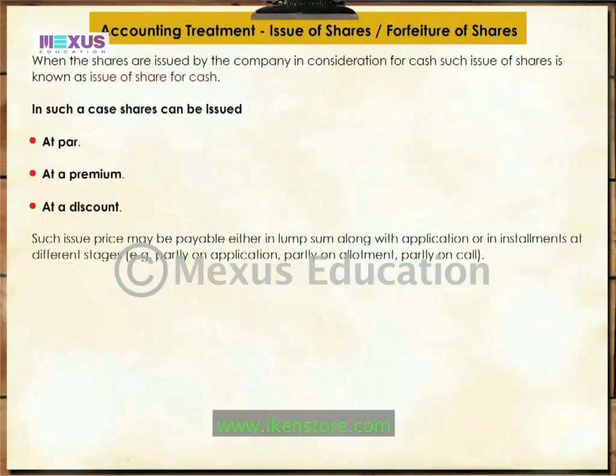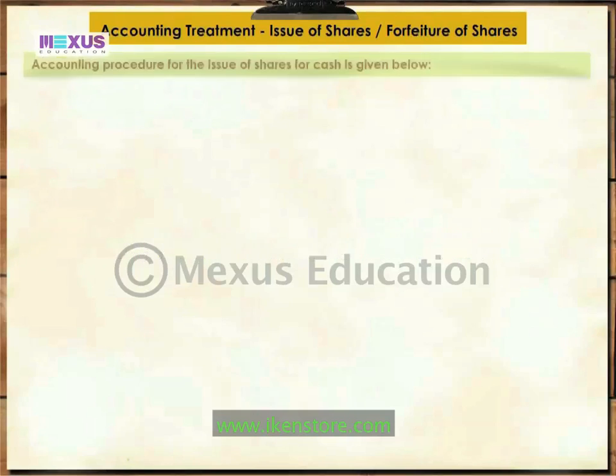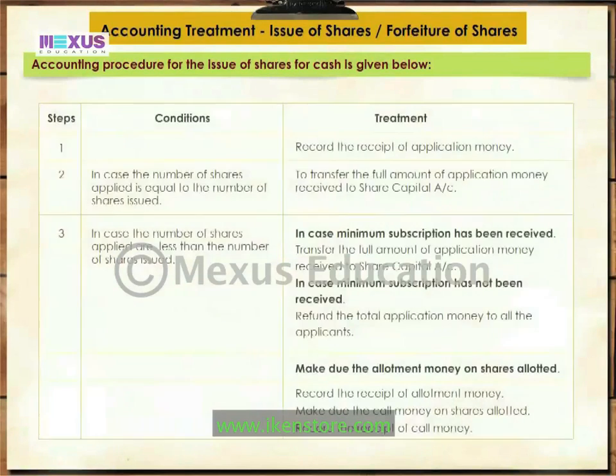When the shares are issued by the company in consideration for cash, such issue of shares is known as issue of share for cash. In such a case, shares can be issued at par or at a premium or at a discount. Such issue price may be payable either in lump sum along with the application or in installments at different stages. For example, partly on application, partly on allotment, and partly on call. The accounting procedure for the issue of shares for cash is given below.